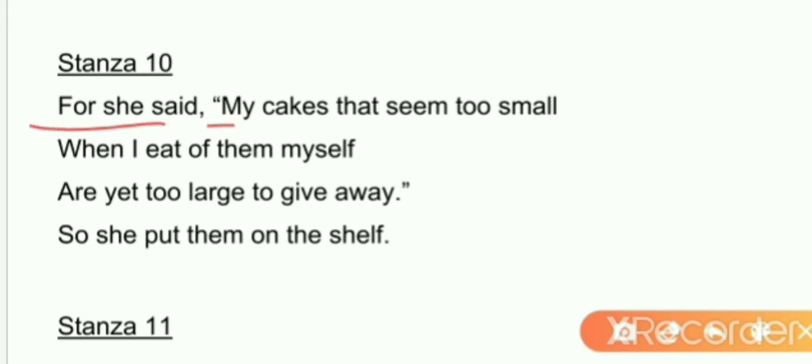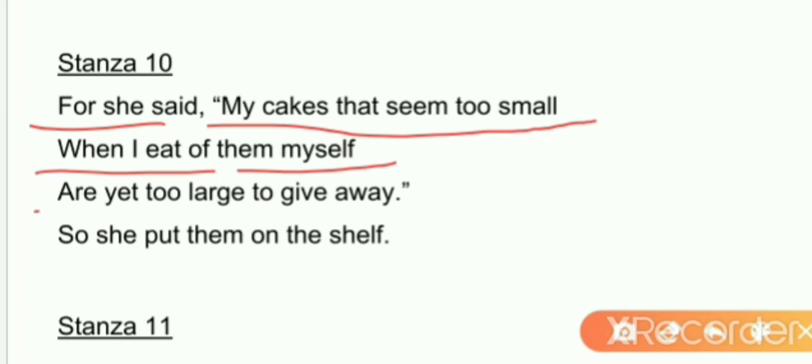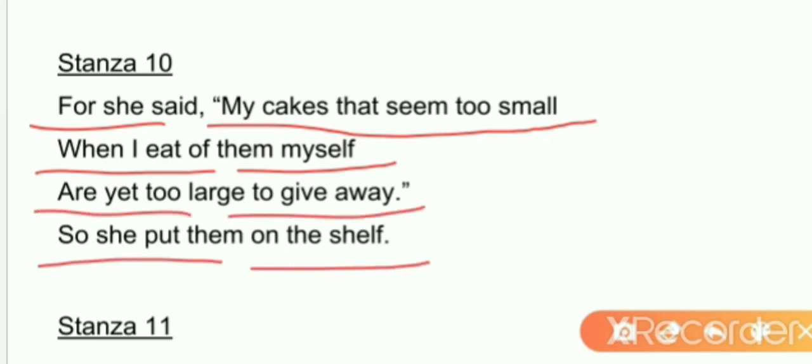For she said, my cakes that seem too small when I eat of them myself, and yet too large to give away, so she put them on the shelf. Now the woman said, my cakes that seem too small. कहते हैं कि जो जब वो खुद से केक खाती है, when she eats them on her own, तो उसको बहुत छोटे लगते हैं. And yet too large to give away.